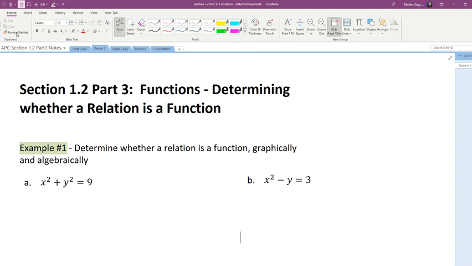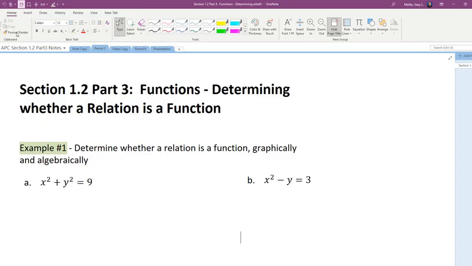In this video, we're going to be covering section 1.2, part 3. It's going to be a fairly short one. Today, we're just going to be talking about functions and determining whether a relation is a function or isn't a function, and how we can tell the difference both by doing it algebraically and by doing it graphically.